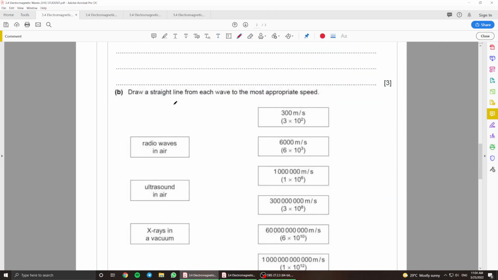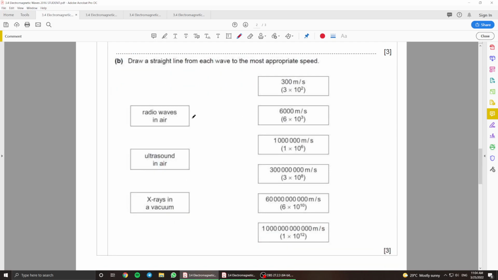And after that, draw a straight line from each wave to the most appropriate speed. Radio waves in air is obviously going to be 3 times 10 to the power of 8 because it's an electromagnetic wave, right? Ultrasound in air will be slightly faster than sound. Or is it the same? Yeah, it's actually the same. Ultrasound in air will be the same speed as sound in air as well. So it's about 300 meters per second here. Then X-rays are obviously an electromagnetic wave as well, so they will travel at 3 times 10 to the power of 8 meters per second as well.